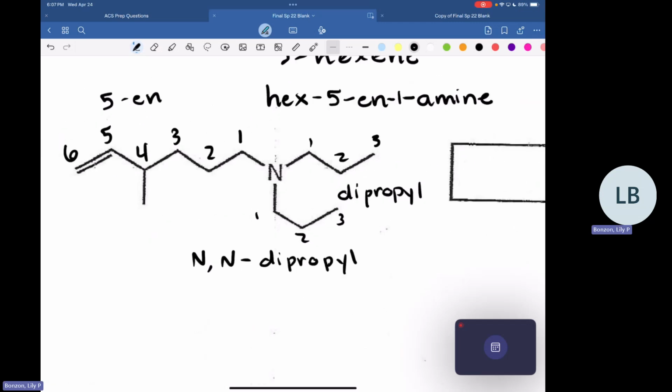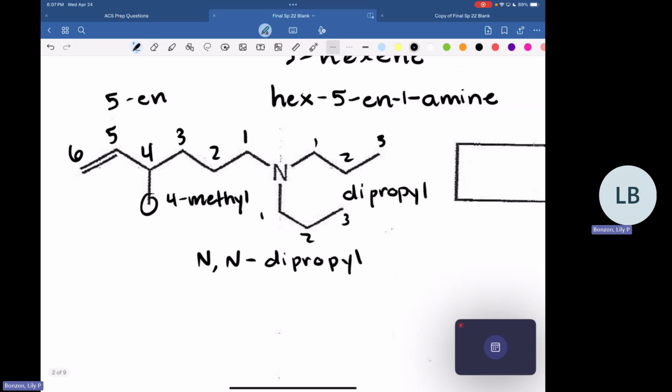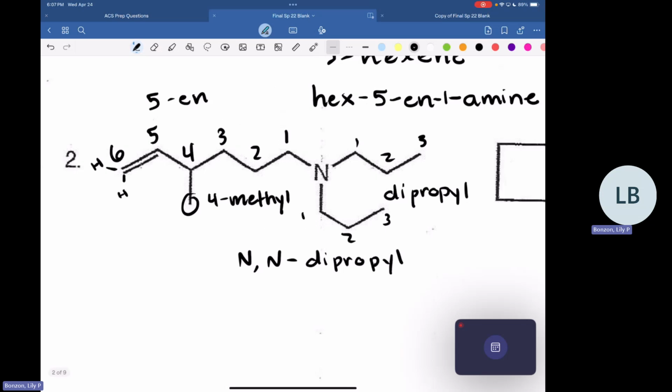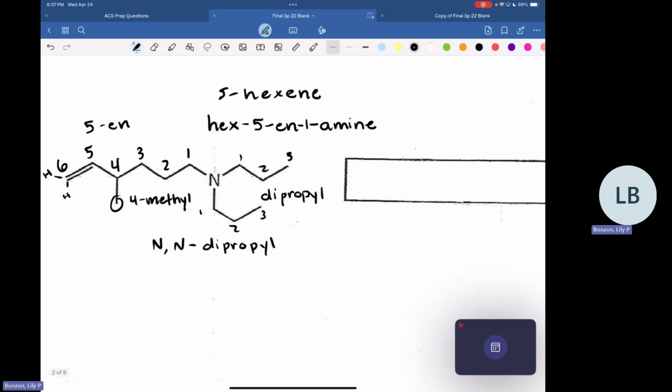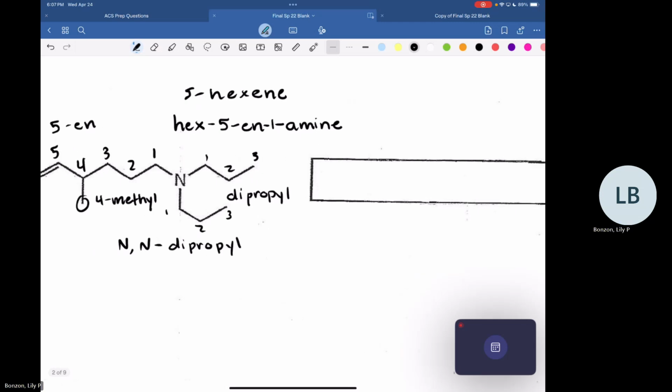And then we also have this little methyl group over here at carbon 4. And that's all the substituents. We don't have to do any stereochemistry in this case because the double bond has 2 of the same group on the left over there. It's just hydrogens, so we don't need to do stereochemistry for that. And then we just have to put it all together.